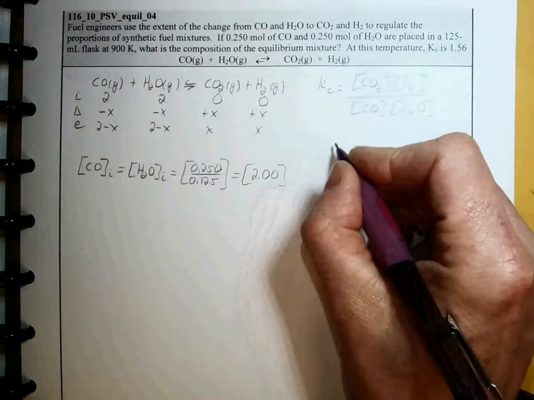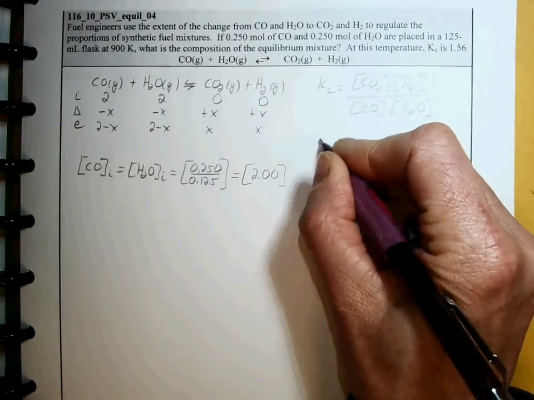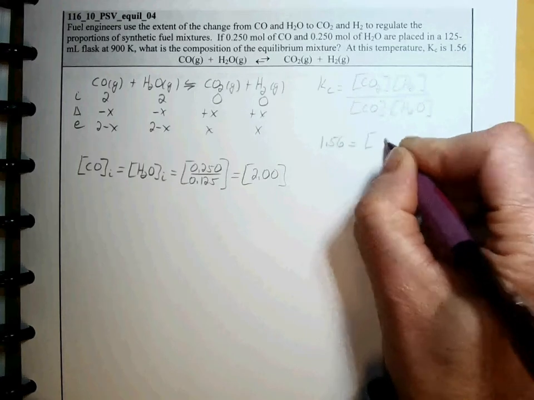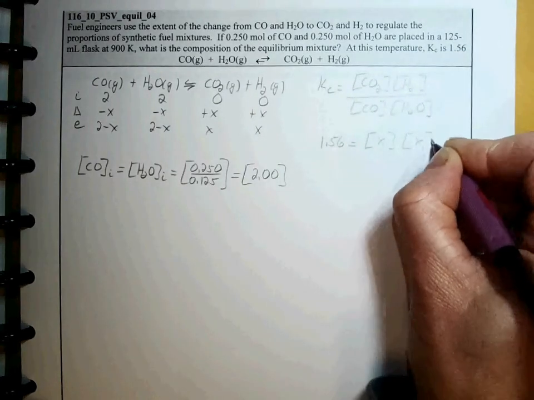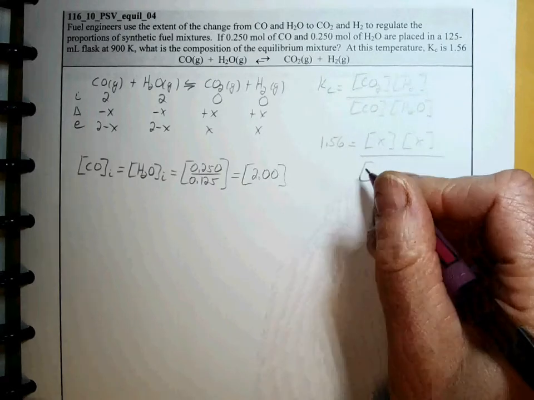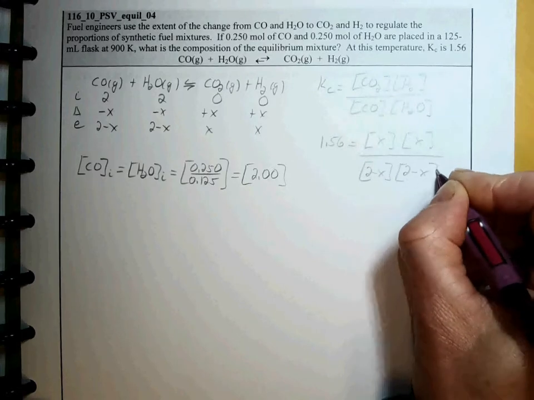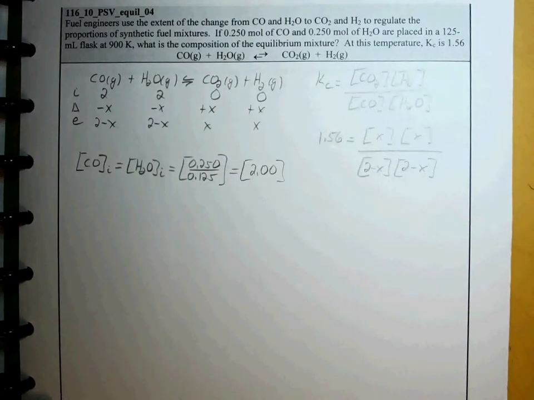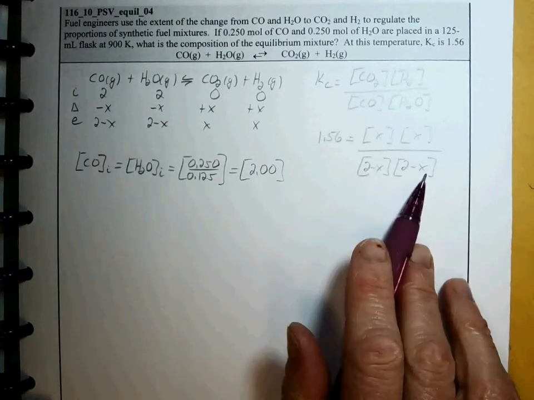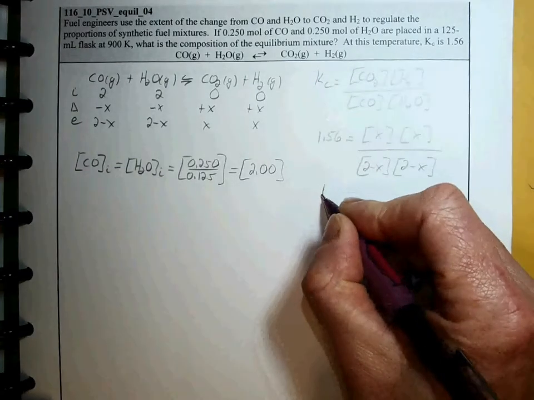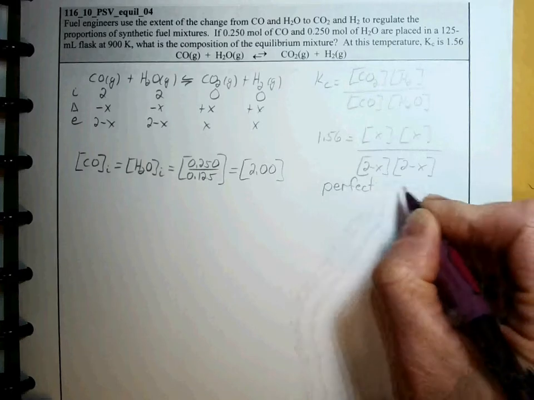Alright, so K sub C, which is 1.56, it's given to us in the problem, is going to be equal to X times X divided by 2 minus X and 2 minus X. Alright, we have one equation with one unknown, and we're trying to solve for X. We could expand this out by a FOIL and solve this that way. However, very quickly we can solve this if we notice that this is a perfect square.